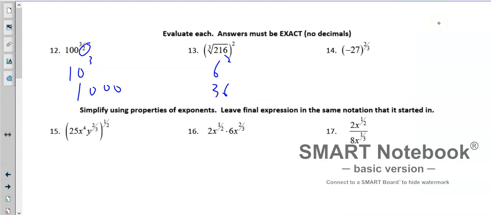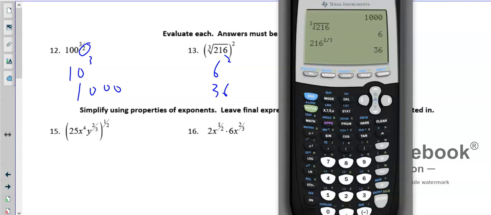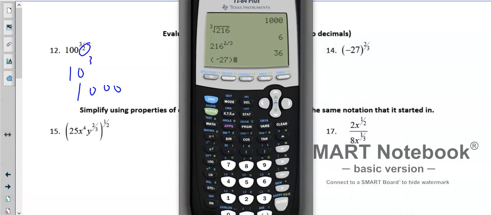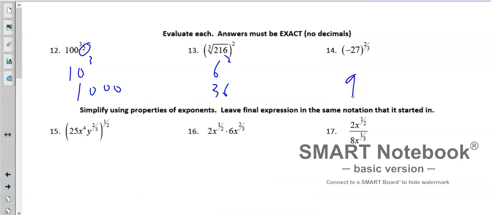Negative 27 to the 2/3. Let the calculator help you. So I'm going to put this in parentheses so that we don't have any errors with it. Negative 27, and it was to the 2/3. So to the power of 2 divided by 3. 9. Okay? Or again, if you're just using the card, the cube root of negative 27 is negative 3 squared, which is 9.